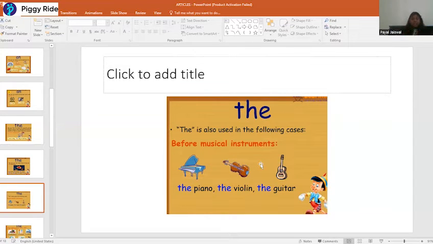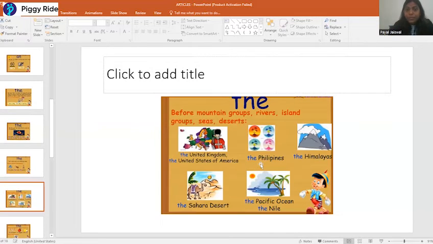So my dear kids, always remember that whenever you have a musical instrument, always put the article "the", okay? Don't forget this part, it's very important. Now, the article "the" is also used before mountain groups, rivers, island groups, seas, and deserts. Okay, now here are some examples for you all to understand in a better manner.